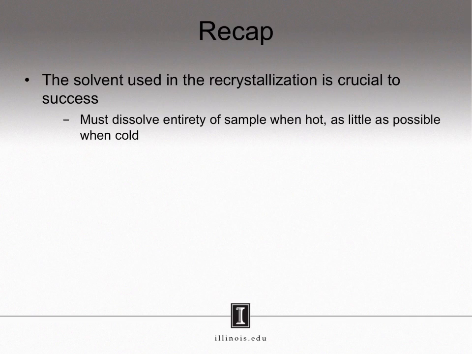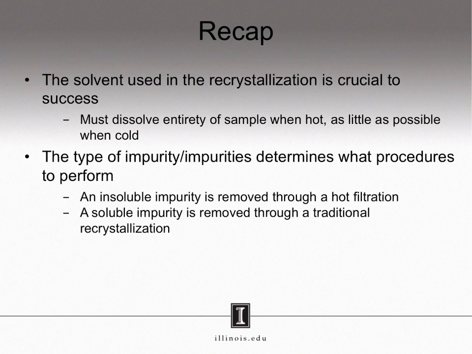That brings us to the end of this webcast. To recap, the solvent used in the recrystallization is crucial to success. Your solvent must dissolve the entirety of your sample when hot and as little as possible when cold. The type of impurity or impurities present within your sample determines what procedures to perform. An insoluble impurity is removed through the use of a hot filtration. A soluble impurity is removed through a traditional recrystallization.